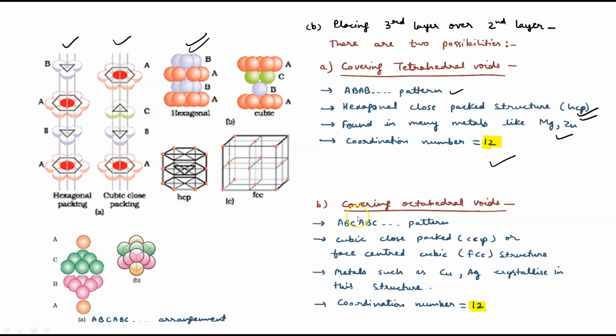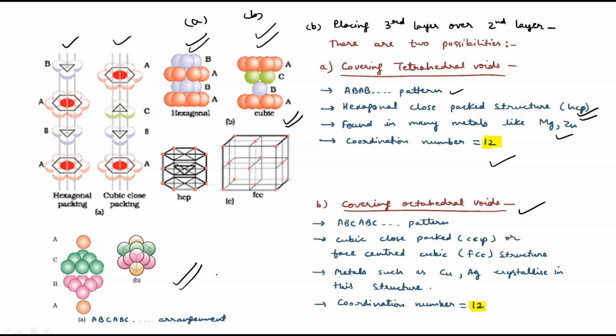Now, the second possibility, covering octahedral voids. This is the first possibility and this is the second possibility. In this second possibility, the third layer may be placed above the second layer in such a manner that spheres cover the octahedral voids. When placed in this manner, spheres of the third layer are not aligned with those of the first or second layer. You can see from the diagram. So this arrangement is a new type. This is C type. So we have an A, B, C type arrangement.